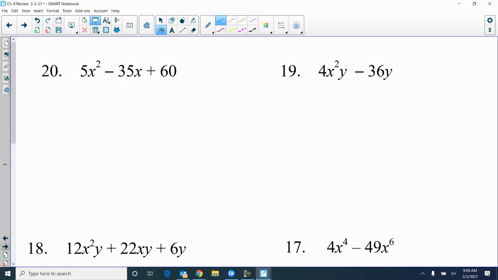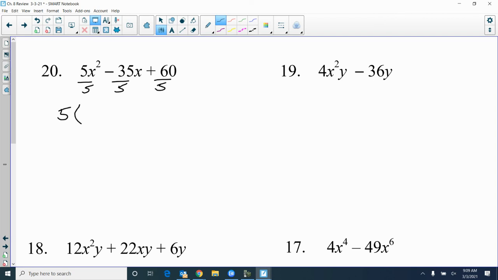Okay, number 20. Number 20, 5x squared minus 35x plus 60. Tommy, first thing I need to look for. GCF. Do I have one? Yes. What is it? 5. 5, very good. Okay, everything here is getting divided by 5.